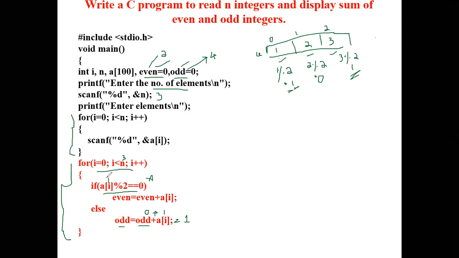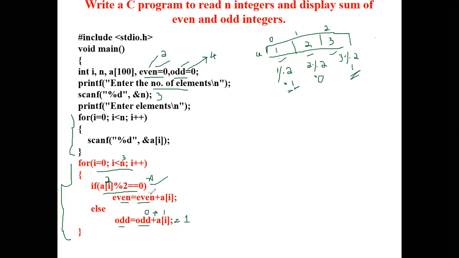Next, check a of 2. A of 2 will be having 2. 2 percentage 2 is 0. So 0 is equal to 0. Yes, it is, condition is true. So you go for this statement, even is equal to even plus a of I.